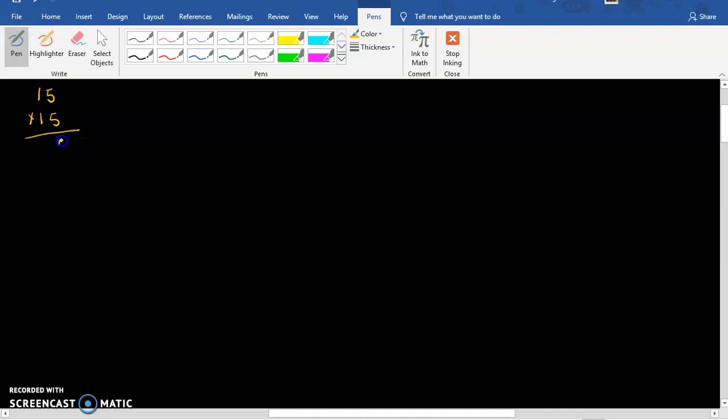So this is the shortcut. Your last two digits would be 25. Add 1 to any of the tens digits. So 1 plus 1 is 2. Whatever is the answer, multiply by the other tens digit. So 1 plus 1 is 2 times 1 is 2. So 15 times 15 is 225.